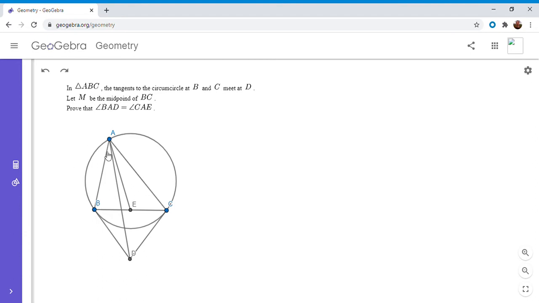So we have a triangle ABC, and the tangents to the circumcircle at B and C meet at point D. Let E be the midpoint of BC, and we want to show that angle BAD is equal to angle CAE. Alright, so how do we show this?